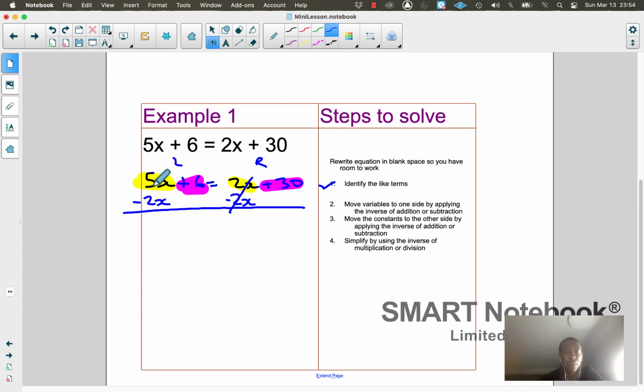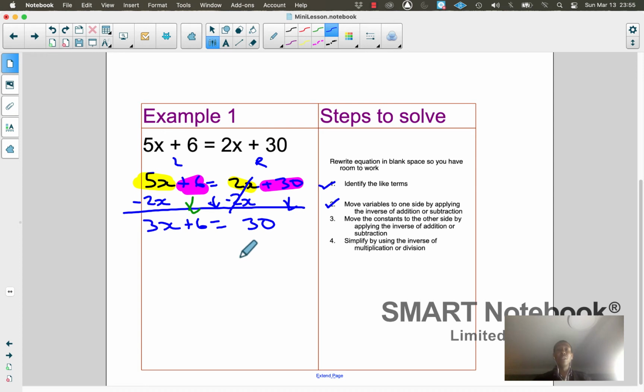Okay, 5x minus 2x, just look at the coefficients, okay? Subtract the coefficient. 5 minus 2 gives us 3. The variable stays the same. Very good. Let us bring down what we have remaining. Okay, we have plus 6. Okay, bring that down. Equals, bring this down. We have 30. So that is step number 2.